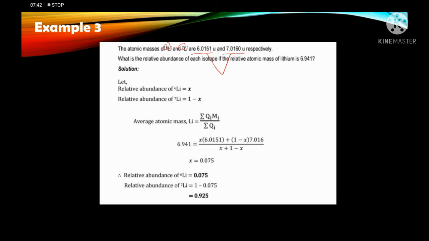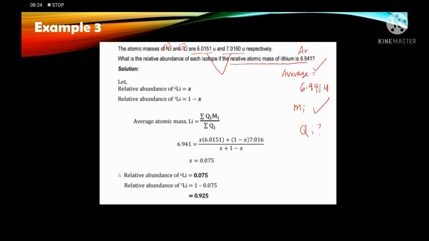Alright, so now, they ask you, what is relative abundant for each isotope? Okay, if relative atomic mass is 6.941. Okay, so this is relative atomic mass, the AR. And the AR value is the same thing with average atomic mass. Am I right? Okay, so average atomic mass of lithium also 6.941, but it have unit U. Okay, now we have the average. Okay, and they give you the MI, the mass of isotope. But the question asks you, what is Q for each isotope?